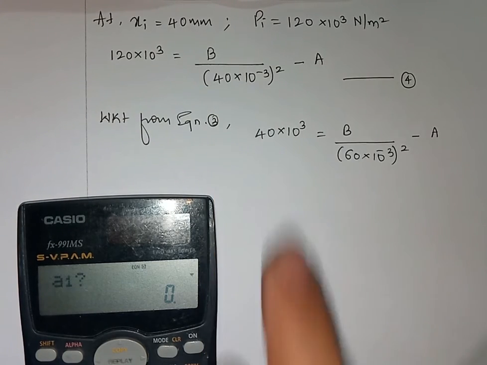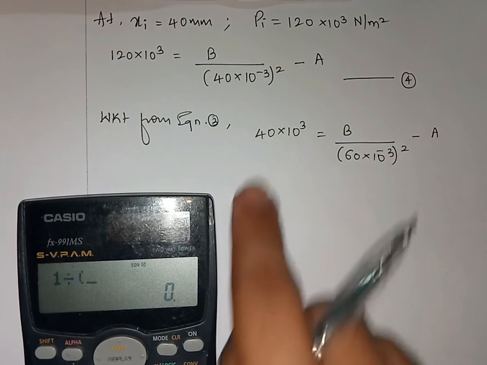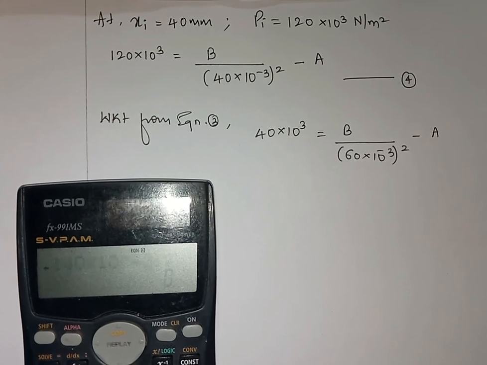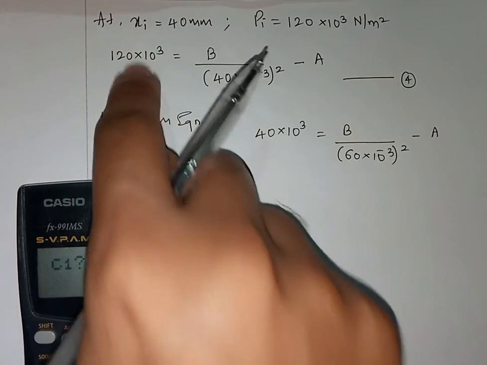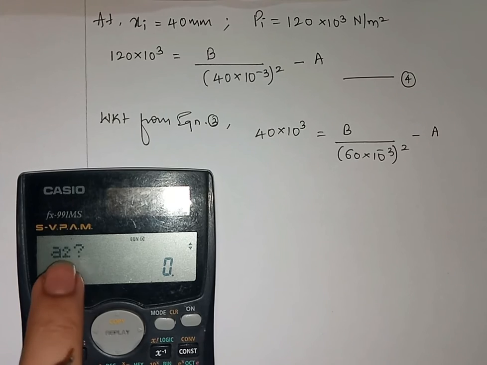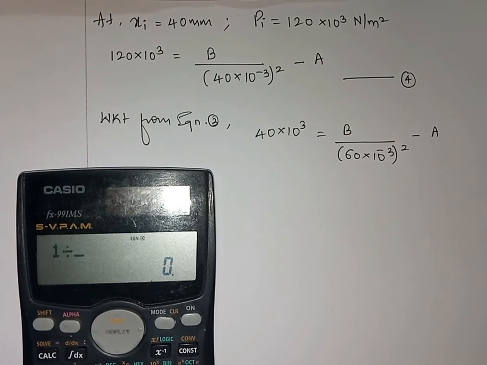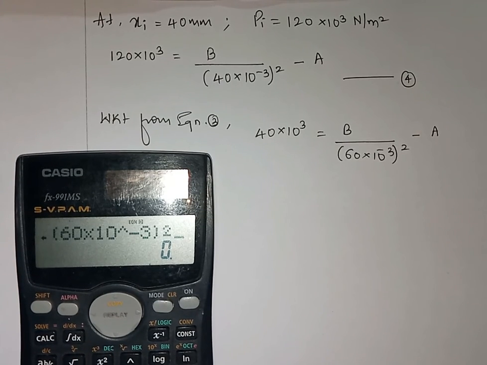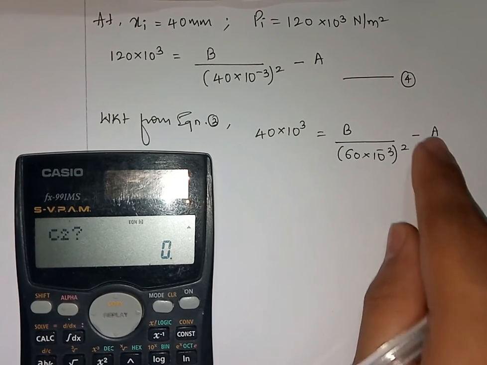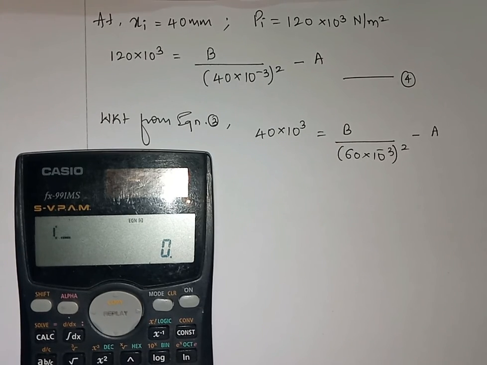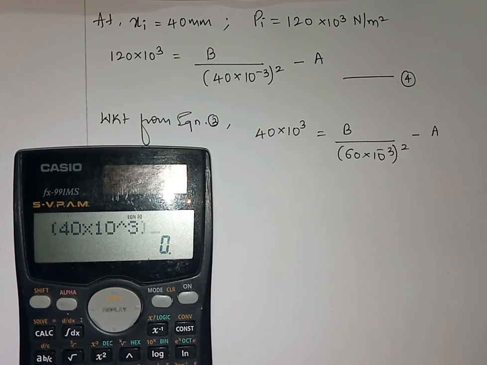How much? 1 divided by 40 into 10 raised to minus 3 square. The value of b1 is minus 1. The value of c1 is 120 into 10 raised to 3. Next, the value of a2 is 1 divided by 60 into 10 raised to minus 3 square. The value of b2 is minus 1, that is the coefficient of this, and the value of c2 is 40 into 10 raised to 3.